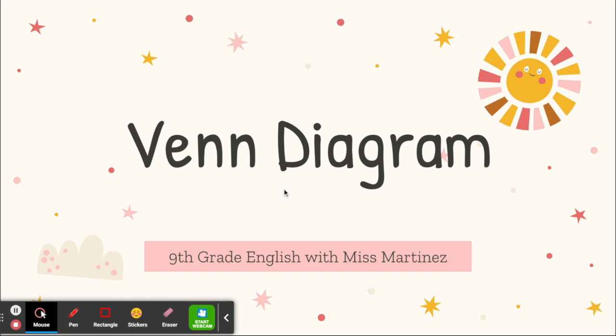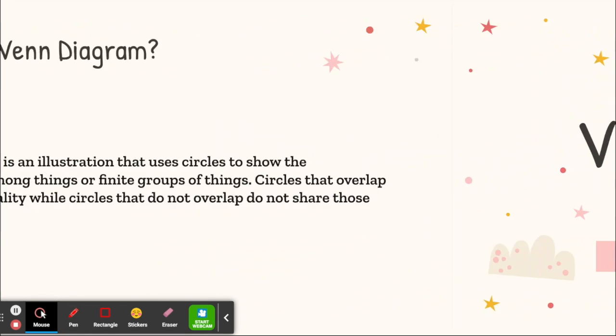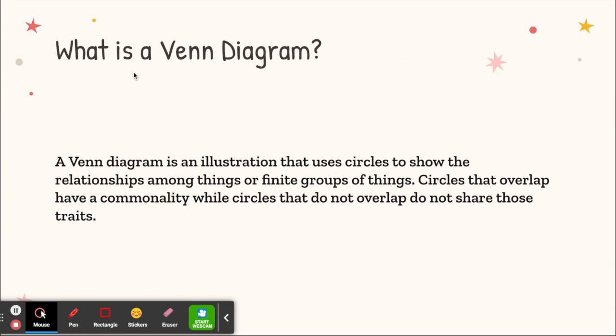And today we're going to be learning about Venn diagrams. So the first question is going to be, what is a Venn diagram? A Venn diagram is an illustration that uses circles to show the relationships among things or finite groups of things. Circles that overlap have a commonality, while circles that do not overlap do not share those traits.